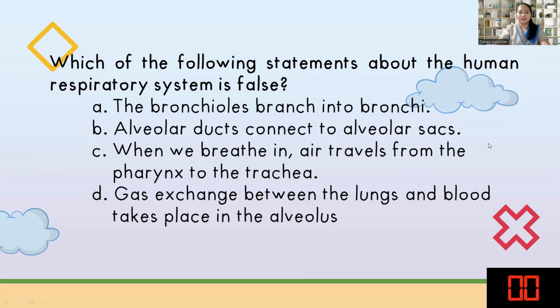Okay, so we can use the elimination method. Which one can we eliminate? Gas exchange between the lungs and blood takes place in the alveolus. This is correct. When we breathe in, air travels from the pharynx to the trachea. This is also correct. So we can eliminate C and D, which leaves us with options A and B. Which one of these two is correct? The bronchioles branch into bronchi. Is that true? Of course not. It should be the bronchi branch into bronchioles. They were just swapped. So letter B is true. What we are looking for is the false statement, so the correct answer is letter A.